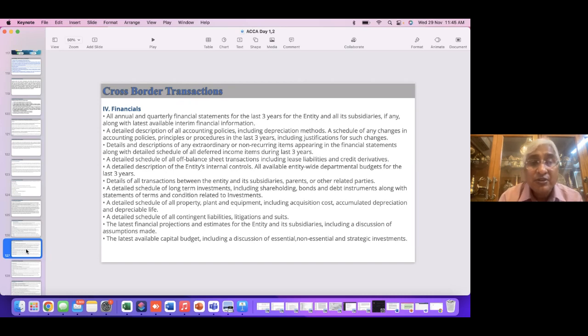Details and descriptions of any extraordinary or non-recurring items appearing in the financial statements, along with a detailed schedule of all deferred income items during the last 3 years. A detailed schedule of all the off-balance sheet transactions, including lease liabilities and credit derivatives. Off-balance sheet items are very dangerous actually, because there is no reflection in the company's accounts. So these are very typical types of transactions where a deep understanding of the transactions and their reflection in different accounts has to be examined thoroughly, so that one can understand that this is an off-balance sheet transaction.